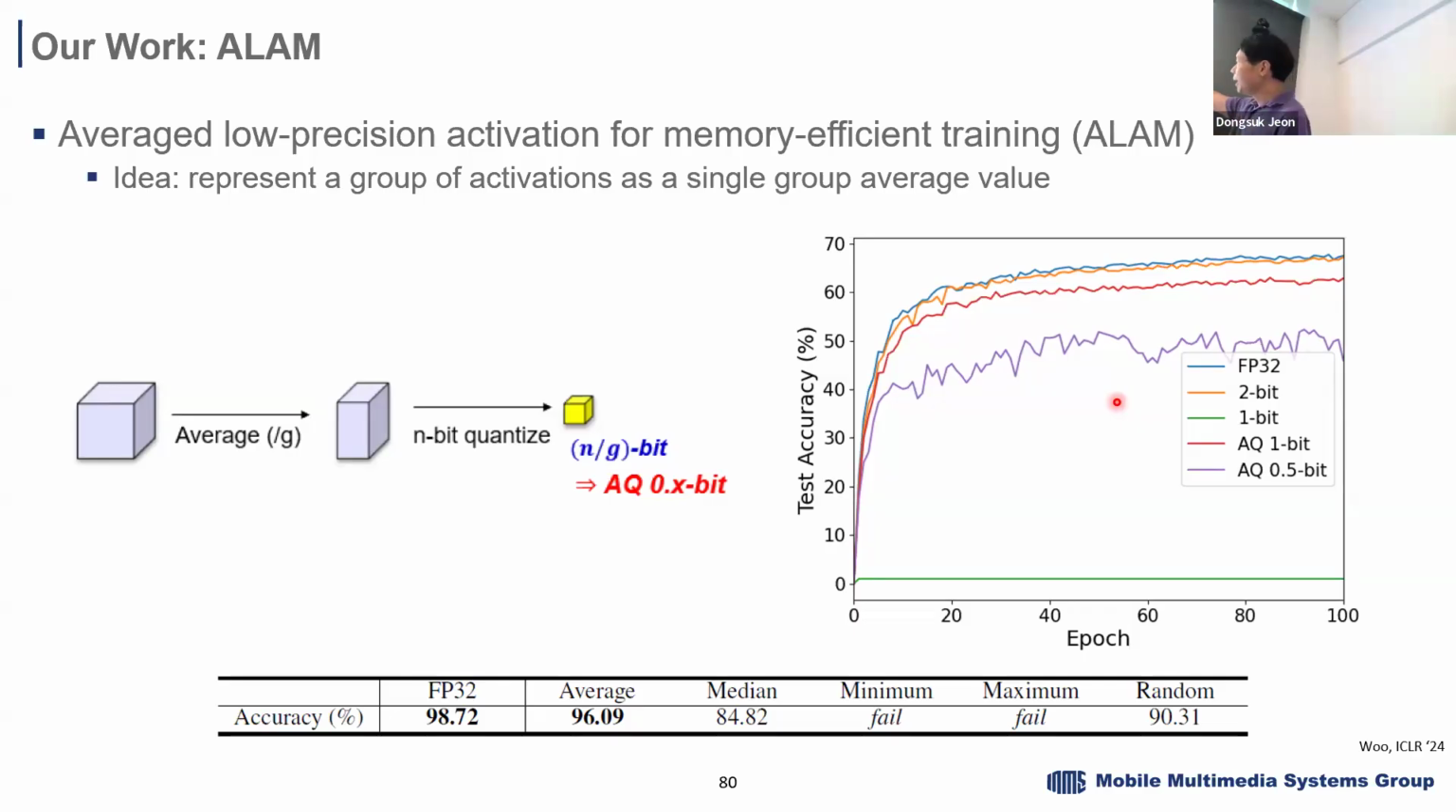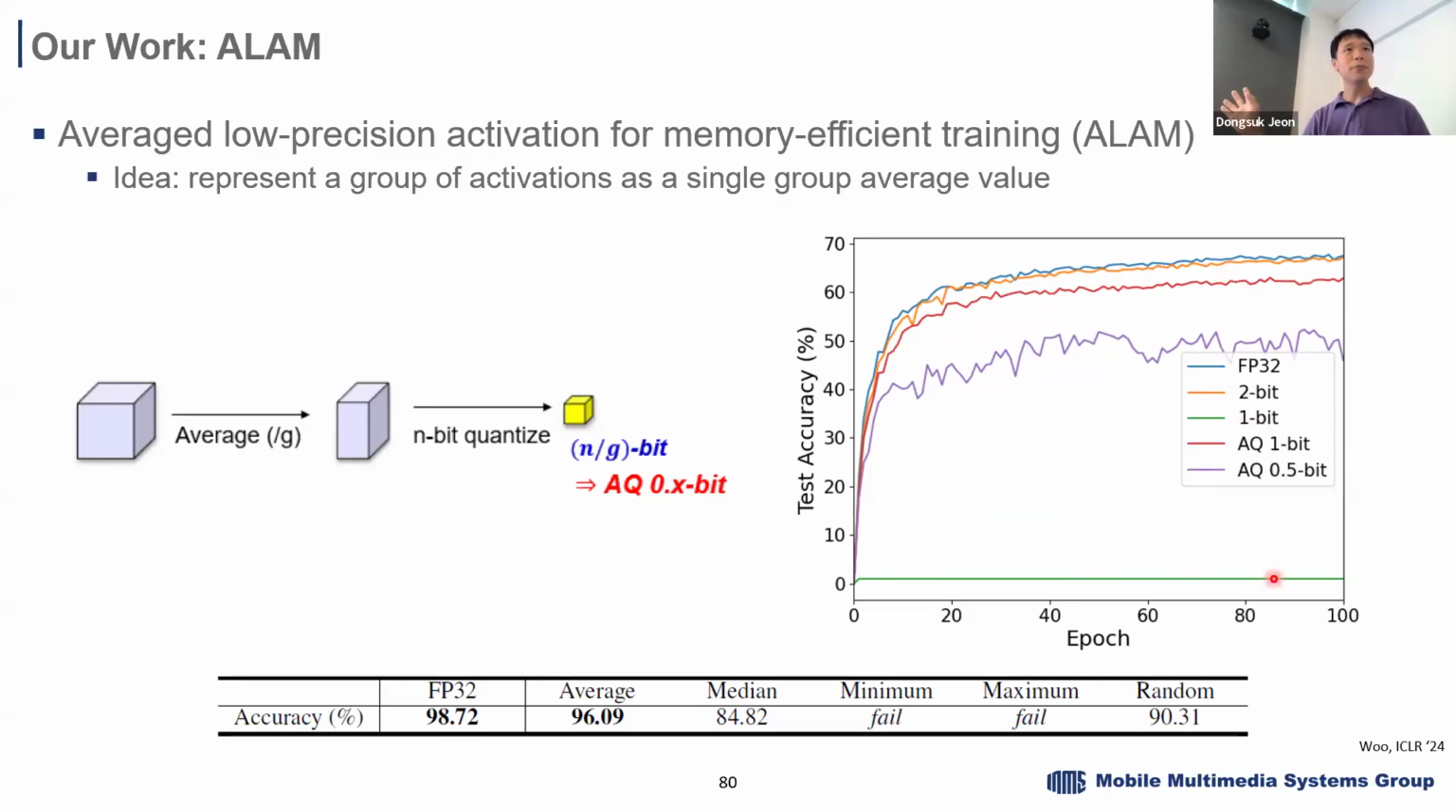Here on the right side, you can see that we compare this with the existing naive quantization schemes. This is the test accuracy, and the baseline is again FP32 training. Compared to that, if we quantize each individual activation down to 2 bits, it might be okay. But if we quantize all the activations into 1 bit, then the training will simply fail.